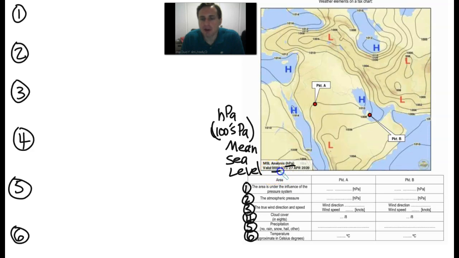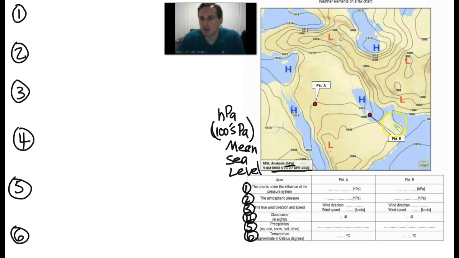Notice this map is also for 0 UTC on April 27th. So 0 UTC means midnight in Greenwich. That's England. So over here in the Middle East, we are several time zones to the east of Greenwich. So it's later than midnight, so it's probably early morning. Okay? But we're going to take a look at various meteorological variables here in the Middle East.